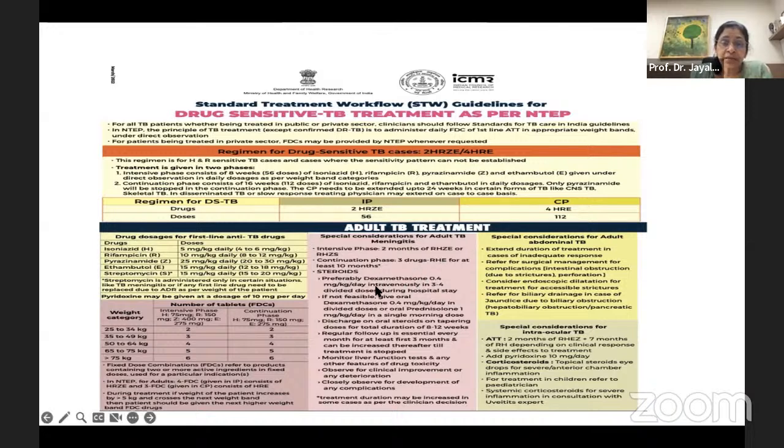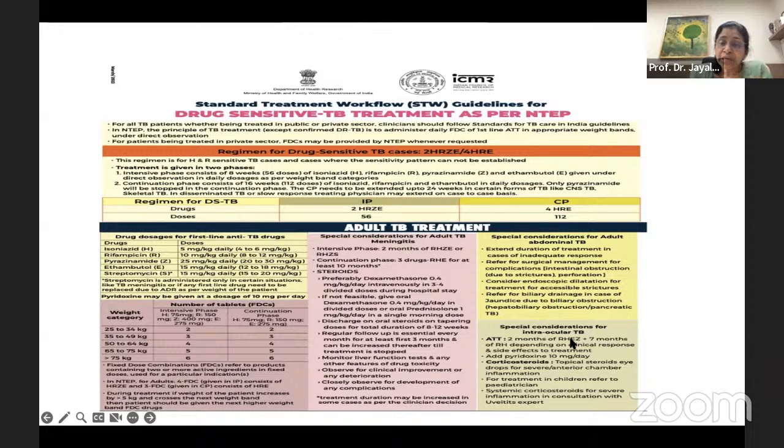Continuation phase with 3 drugs; steroids may be used in TB. Steroids need to be used in some forms of TB, especially in TB meningitis, and they are given in a tapering daily dosage. Monitor the liver function test, observe for clinical improvement, and closely observe for development of any complications. Special considerations for adult abdominal TB: extend duration of treatment in cases with inadequate response, consider endoscopic dilatation, refer for biliary drainage in jaundice due to biliary obstruction.